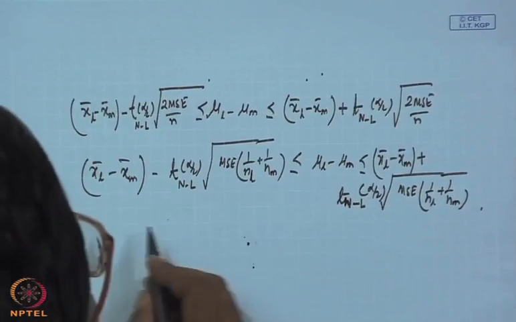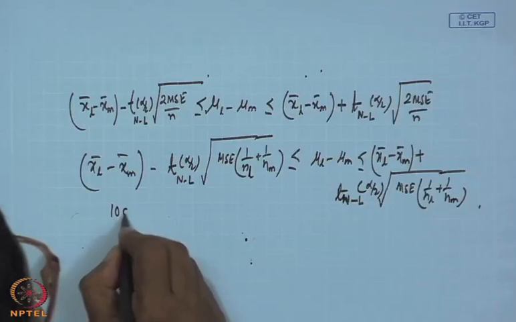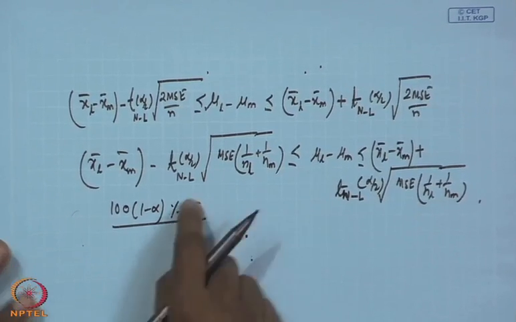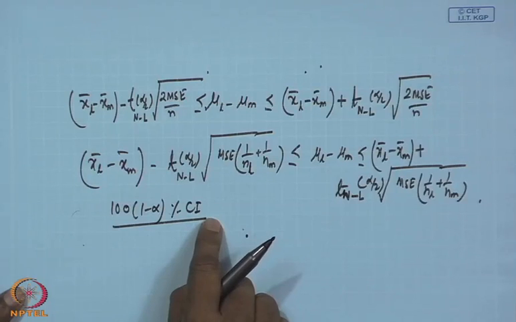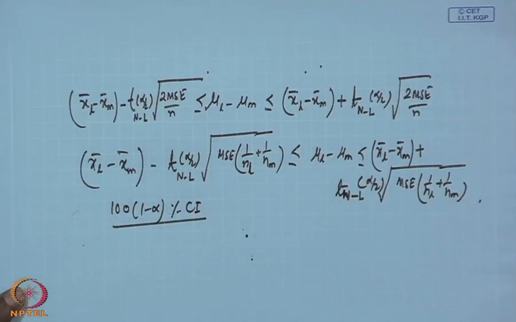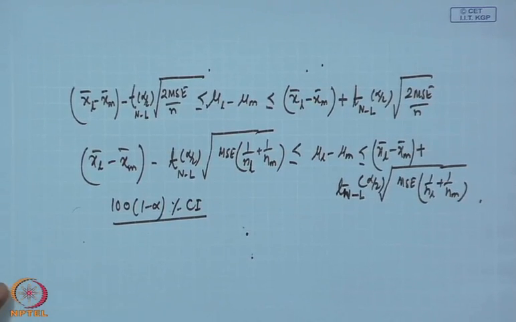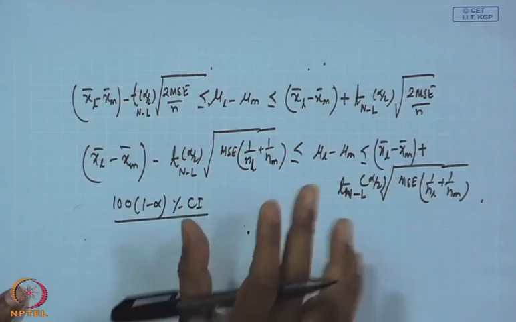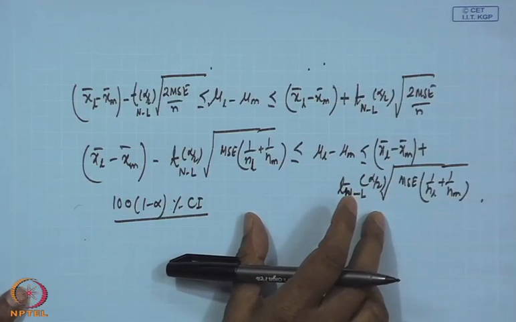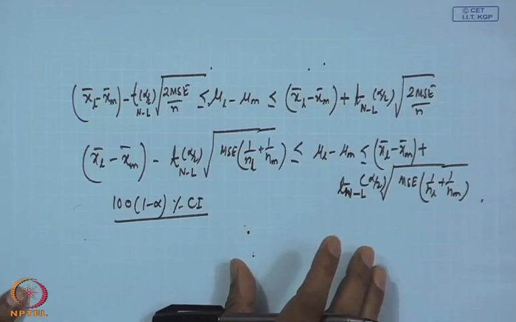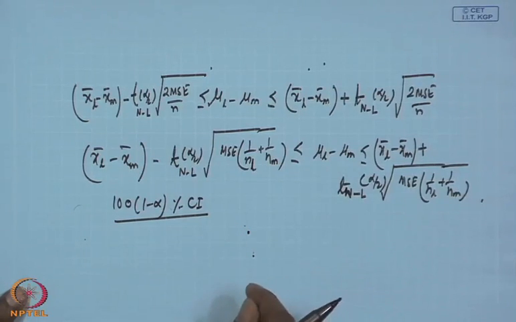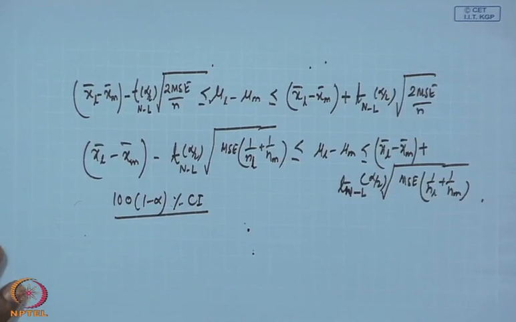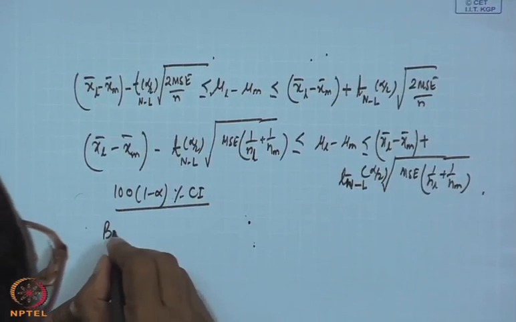Now, by saying this, we are saying it is a 100 into 1 minus alpha percent CI, correct. Is it true that it is a 100 into 1 minus alpha percent CI if I compare all the pairs? No, it will be reduced. We are talking only about two populations, not about multiple comparisons simultaneously. So, what is required? You require to find out how many comparisons are possible, and then you have to go for the Bonferroni approach. Okay. So, you can make it tighter by using the Bonferroni approach.